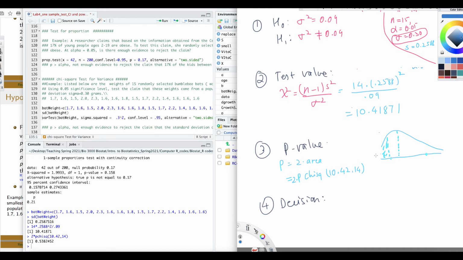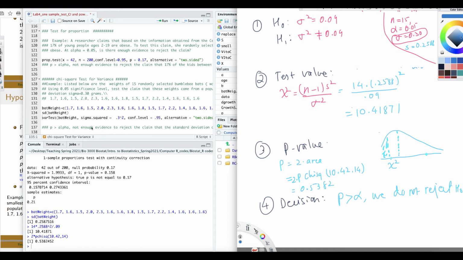So this is that chi-square value. That is the test value chi-square. It falls on the left side. So you got 0.5382. Okay, guys, so is P greater than alpha? Yes, P is greater than alpha. So we do not reject. We do not reject H0. So what is the conclusion then?